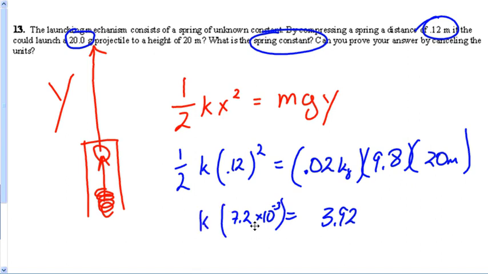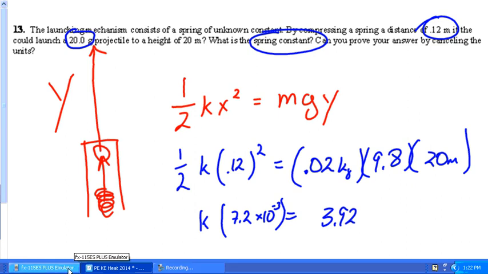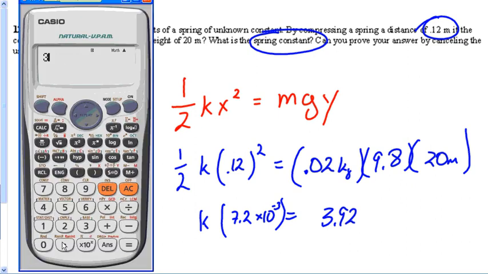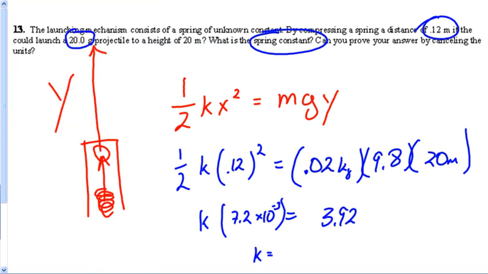And now divide both sides by 7.2 times 10 to the negative 3. So 3.92 divided by 7.2 times 10 to the negative 3 equals 544.4 repeating. k equals 544. This would be in newtons per meter.